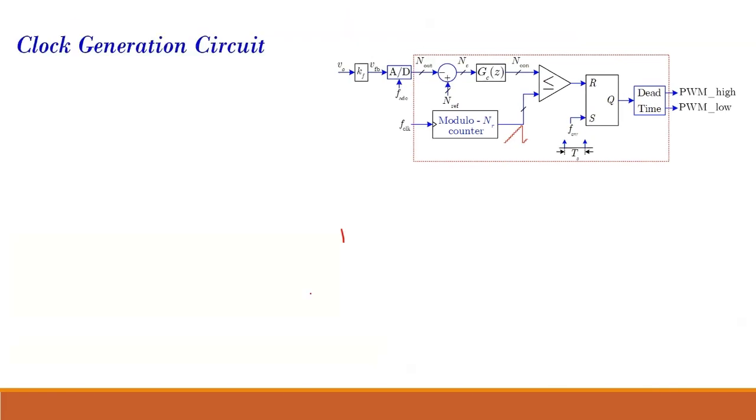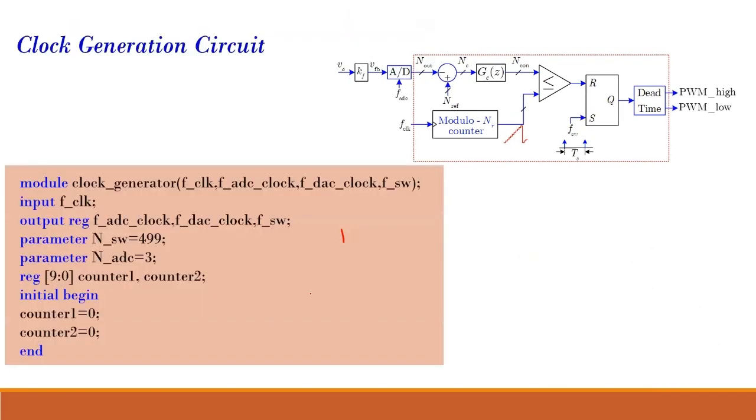So now, we proceed to clock generation circuit. So we have a clock which is of 100 megahertz. Okay, we want to generate clocks from this. We want to generate this clock. We want to generate this clock.